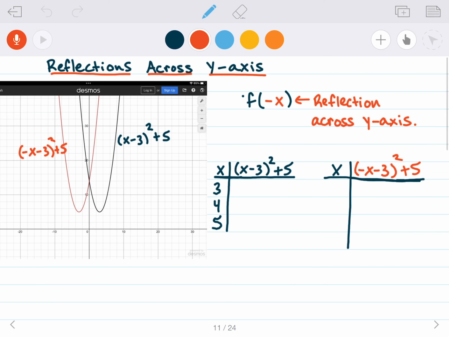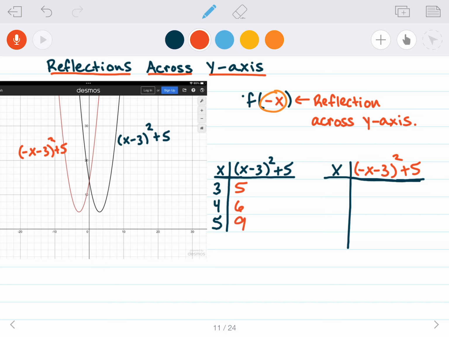Let's take a look at reflections across the y-axis. So this time, the negative is being multiplied by the argument or the input value, right? So it's not on the outside this time, it's on the inside of the function being multiplied by x. So let's take a look at our inputs and outputs here for this function x minus 3 squared plus 5. Well, if I plug in 3 for x, I get 0 plus 5 is 5. Plug in 4 for x. I get 1 plus 5 is 6. Plug in 5. 4 plus 5 is 9. All right?